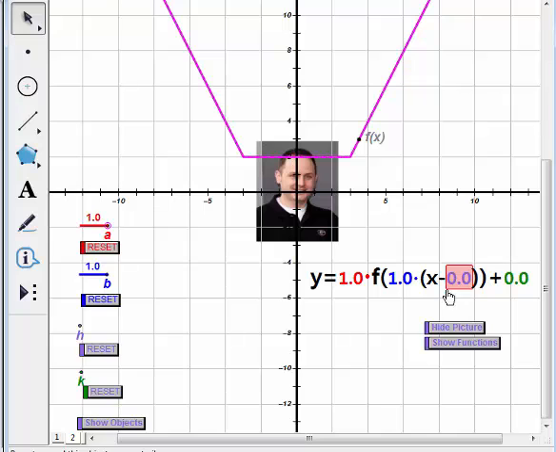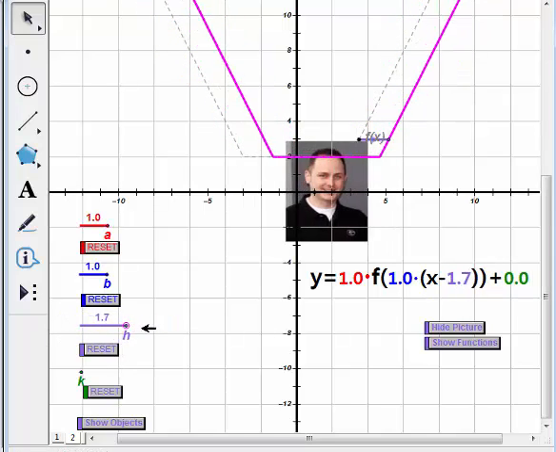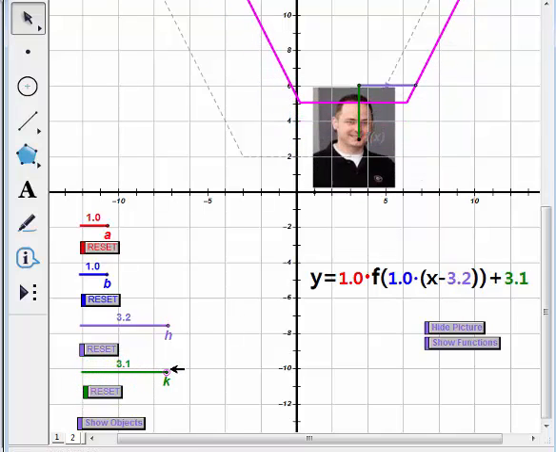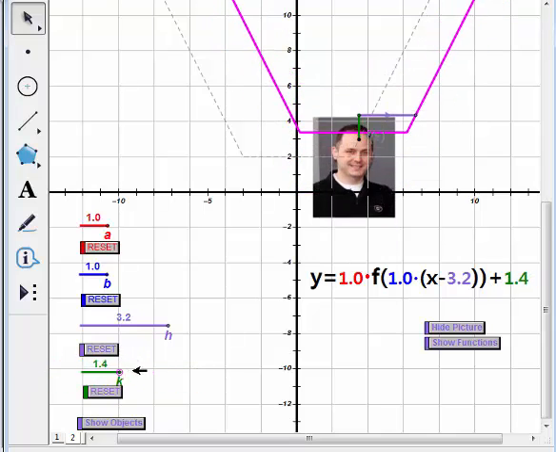When you have in parentheses x minus something, that simply moves it to the left or to the right. But please realize it's opposite, because if it says minus, I know I moved the cursor this way, but it's saying x minus 3.2, which moved it to the right. And the last one moves it up or down. You can see how that moves it up or down.